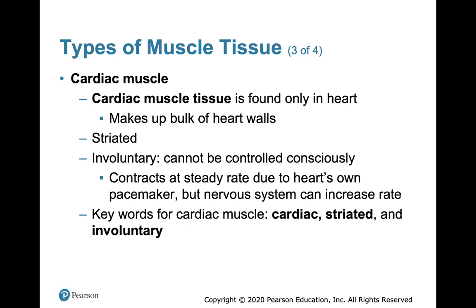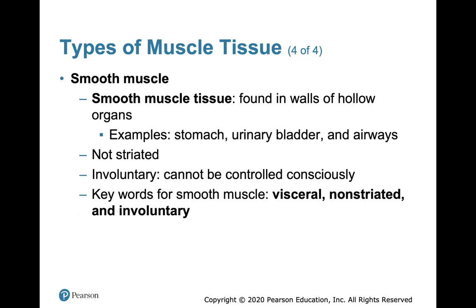Cardiac muscle is only found in the heart, makes up the bulk of the heart walls. It's also striated, but it's involuntary. It cannot be controlled consciously. It contracts at a steady rate due to the heart's own pacemaker, but the nervous system can increase the rate. So keywords for cardiac muscle are cardiac, striated, and involuntary.